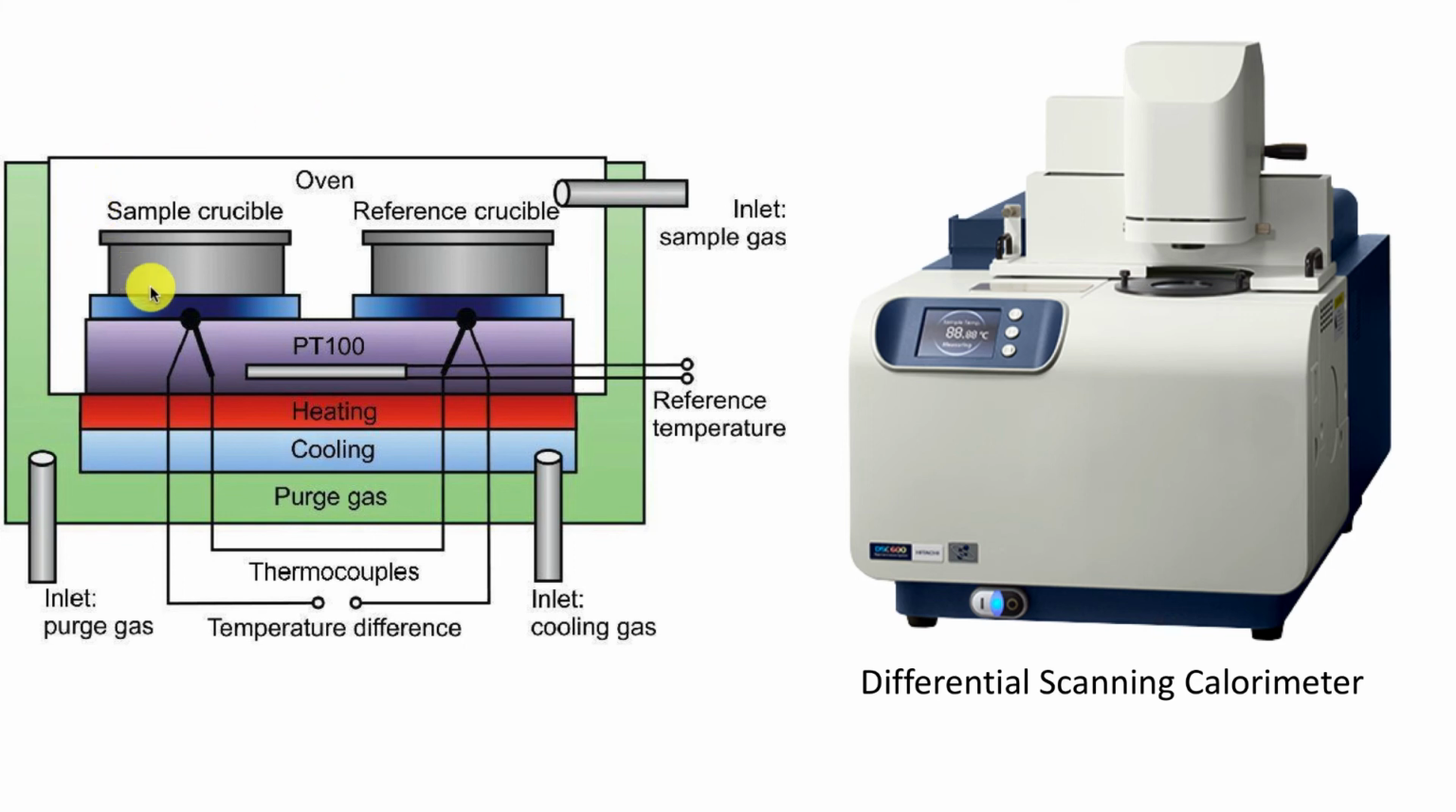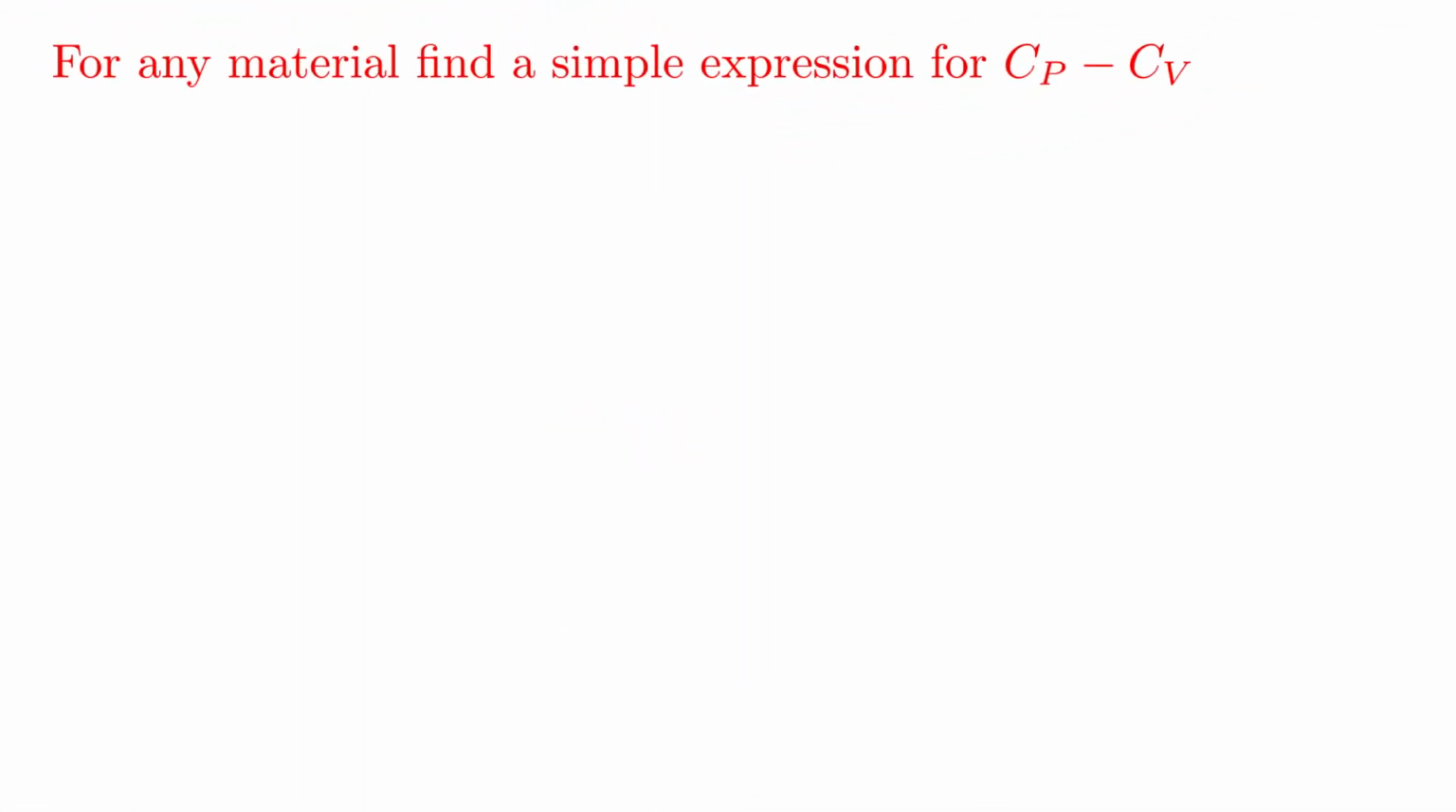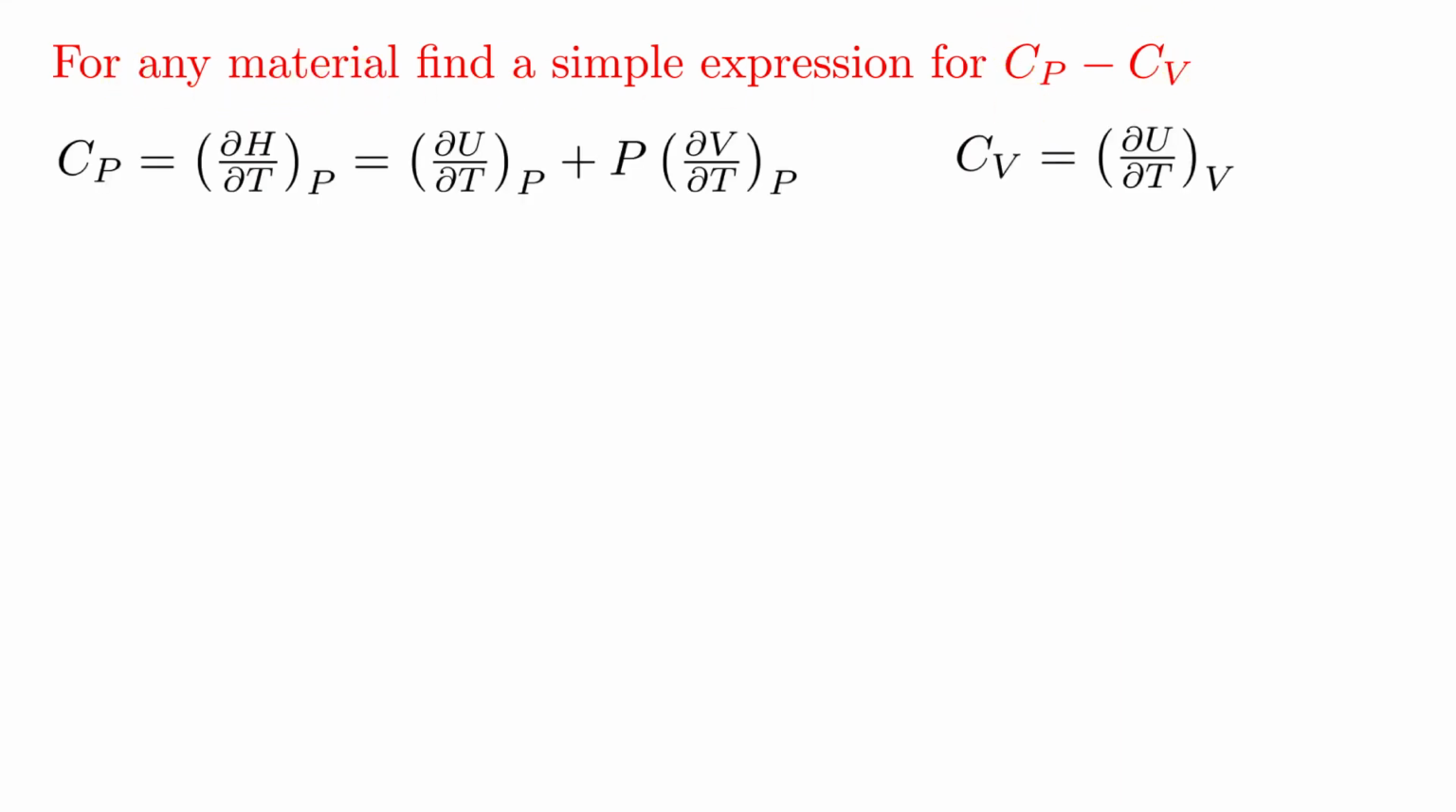In this diagram, you can see that whichever material you want to investigate, you put that over here. There's something for comparison in this place, and then you supply heat, and then you see how much the temperature of each rises for the same amount of heat. Finally, I want to find a simple expression that holds for Cp minus Cv for any material.